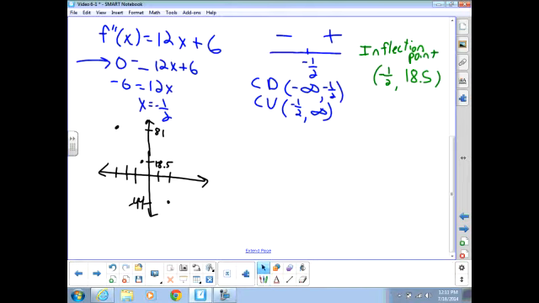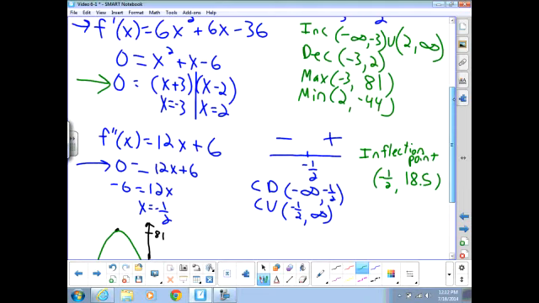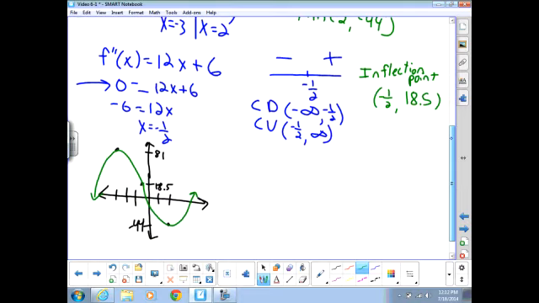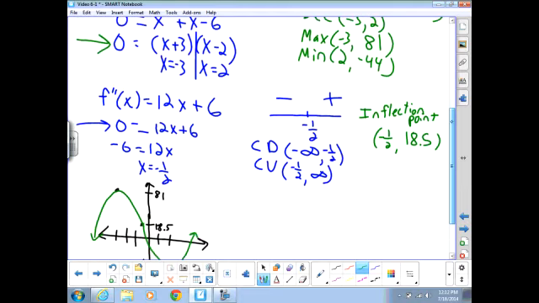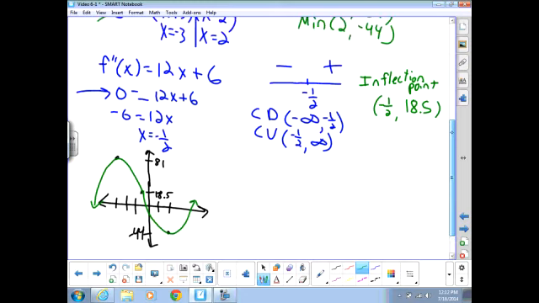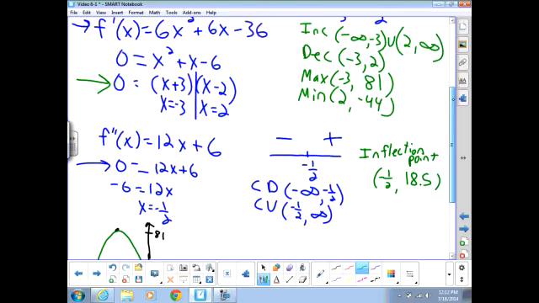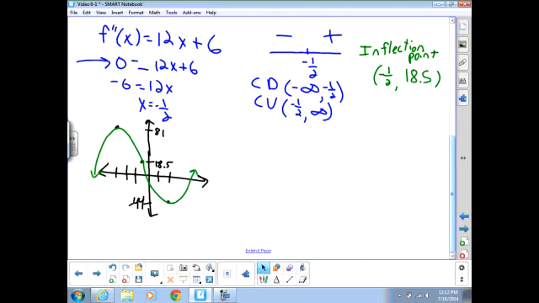So again, just drawing your concave up, concave down sections, making sure your maxes and mins are there, and then you'll use your increase, decrease to check. So we're concave down from negative infinity to negative 1/2, so we'll just look something like that. And then we're concave up the rest of the way, we'll look something like this. We should be increasing from negative infinity to negative 3, which we are, and from 2 to infinity, which we are, and decreasing in between there from negative 3 to 2, which is the case, so we are in good shape.